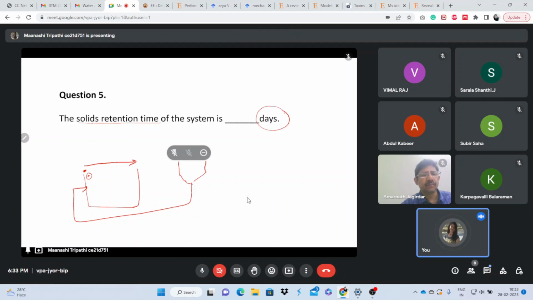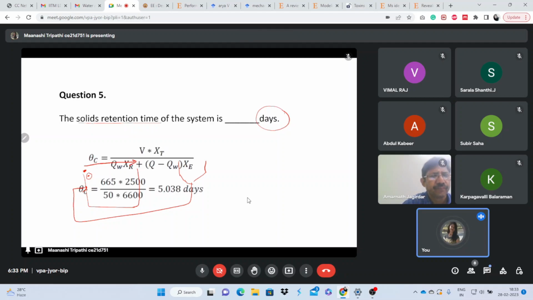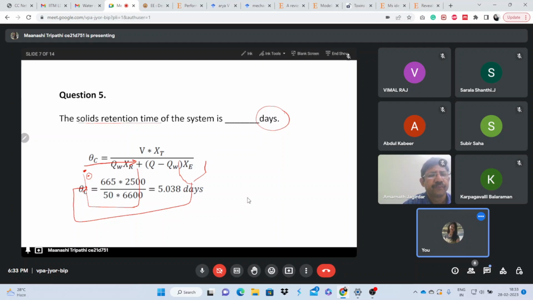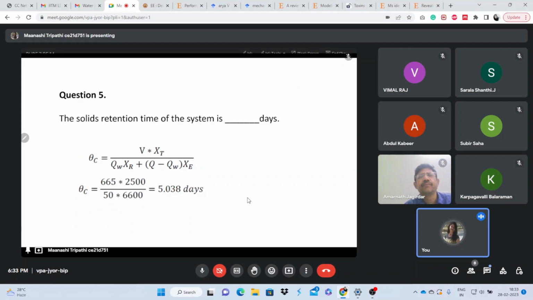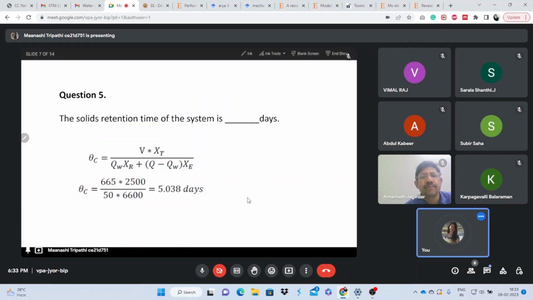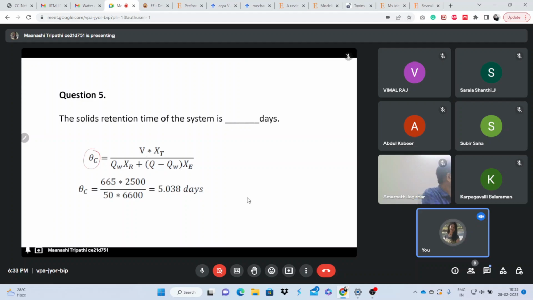Okay, we'll see the solution now. So I'll clear it so that you can see. Theta c, which represents solid retention time, is equal to V into Xt over Xr plus (Q minus Qw) into Xe. So this last term is the MLSS going out in the effluent.